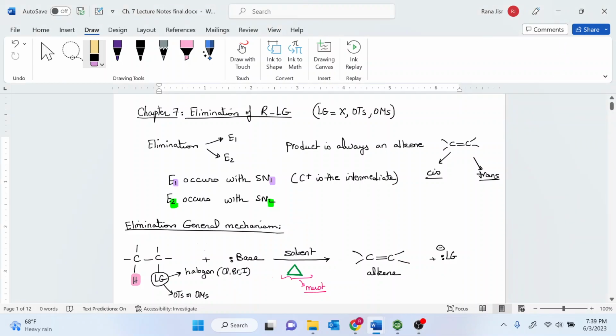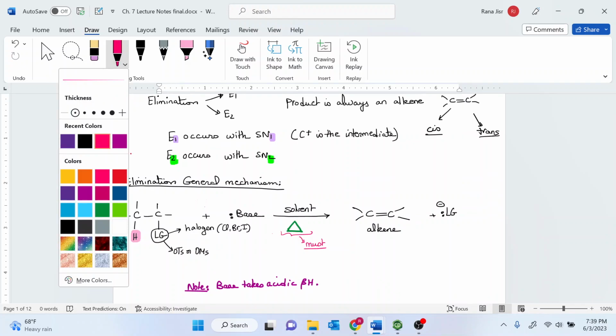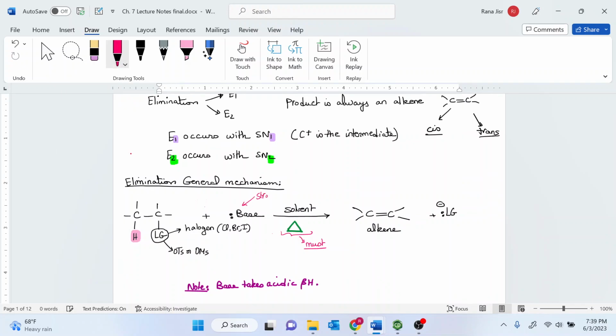Elimination reactions happen with an alkyl leaving group. The leaving group is either a halogen or a better leaving group like the OTs or the OMs. Now, the alkyl leaving group is going to react with a base. There are two types of bases in there. We have a strong base and we have a weak base.